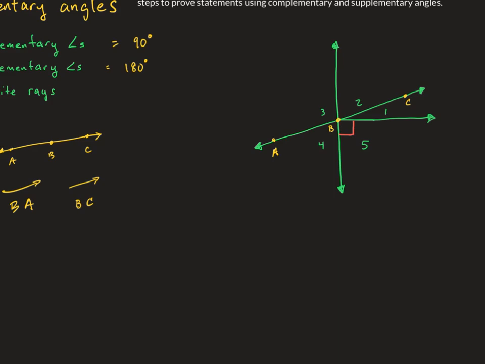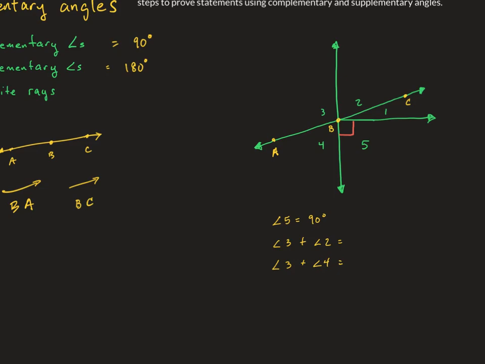I should be able to quickly identify right here, angle 5. What do we know about angle 5? Angle 5 is going to be equal to 90 degrees because it is a right angle. If I look here, you should also be able to see that angle 3 plus angle 2 is equal to something, and then angle 3 plus angle 4 is equal to something.